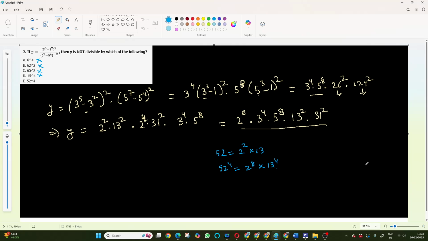Now, do we have four 13s here? We don't, right? So this 2 power is the limiting condition for 13. And we don't even have eight 2s also, right? So if you look at either of the ways, this will be our right answer because this cannot divide this expression.